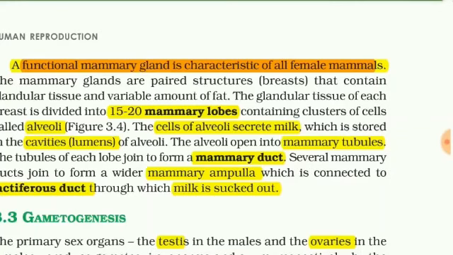Alveoli only secrete milk after parturition. Parturition is nothing but delivery. After the delivery of the fetus or child, the alveoli start secreting milk, which is stored in the lumen. The alveoli open into the mammary tubules, which join the mammary duct. Several mammary ducts join the mammary ampulla, which is connected to the lactiferous duct, through which the milk is sucked out.